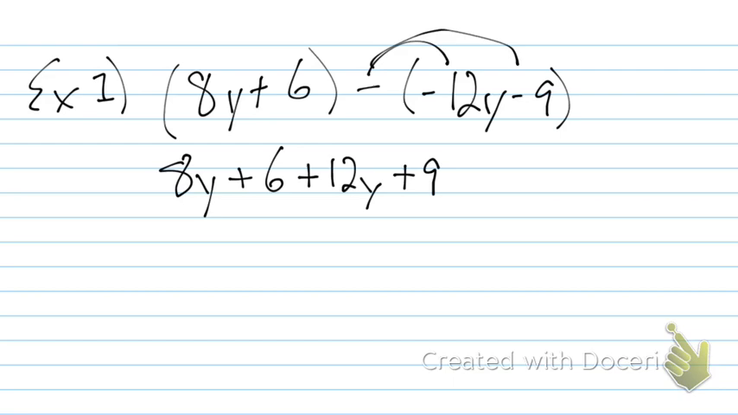I distribute that negative. My negative 12y becomes 12y, and my negative 9 becomes positive 9. Everybody good? Because if I'm taking all that away, I'm taking away negative 12, and I'm taking away negative 9. Let's write it as plus instead of minus negative, right?